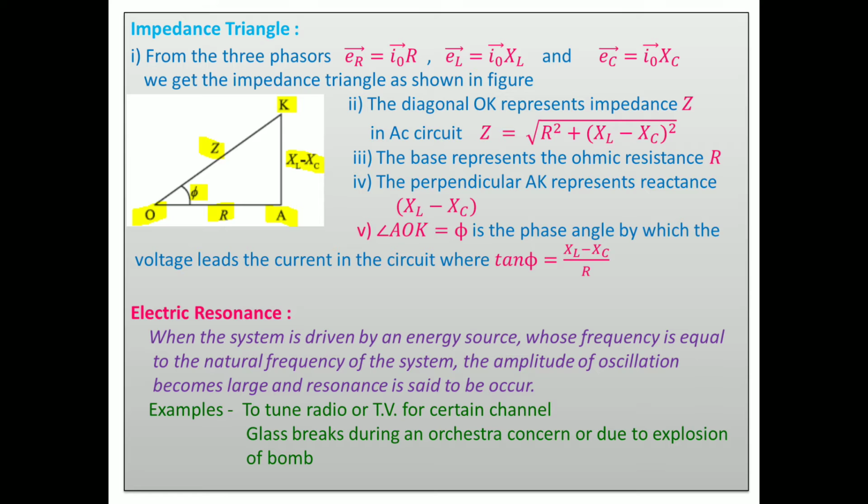Then what is electric resonance? When the system is driven by an energy source whose frequency is equal to the natural frequency of the system. It means the system is operated by an external energy source whose frequency is exactly equal to the natural frequency of the system. Then we say that resonance takes place, the amplitude of the oscillation becomes large, and resonance is said to occur. And we discussed examples of it.